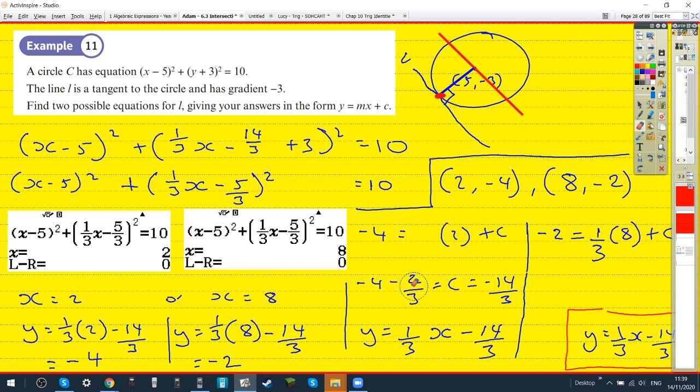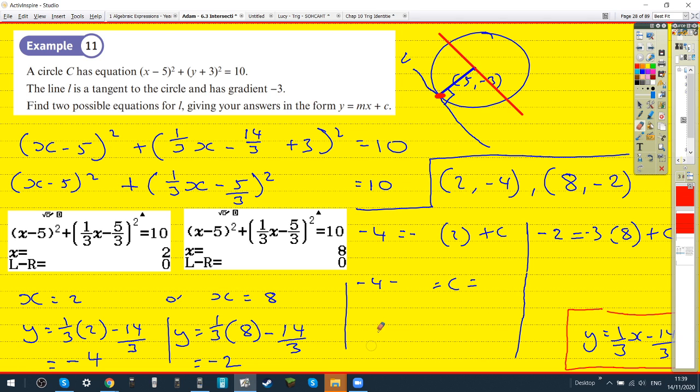Yes. Okay. So for the first one, it'd be -2 equals 3 multiplied by 2, right? That was -4 equals... So it would be 8 then. Yeah, so -2 equals -3 times 8 plus c. So it'd be -2 equals 24 plus c. -24. Gradient is -3. Oh yeah, sorry.